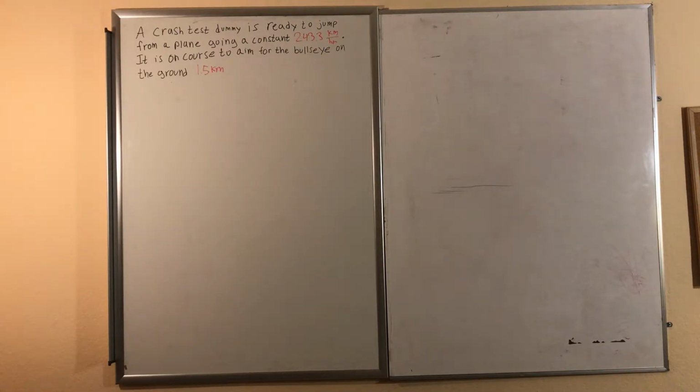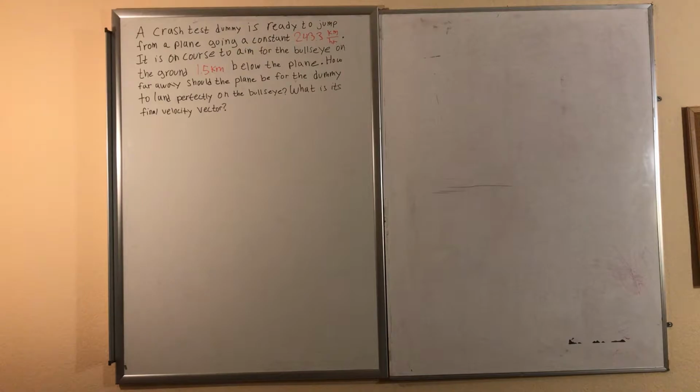A crash test dummy is ready to jump from a plane going a constant 243 kilometers per hour. It is on course to aim for the bullseye on the ground 1.5 kilometers below the plane. How far away should the plane be for the dummy to land perfectly on the bullseye? What is its final velocity vector?